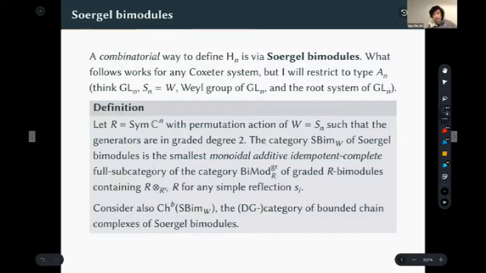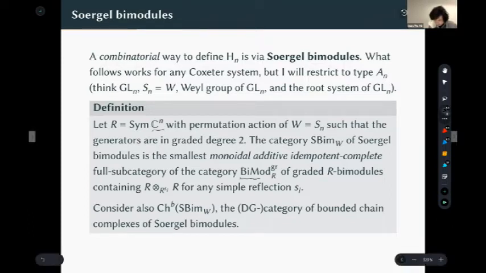So here's the definition of the category of Soergel bimodules. Let R be a graded ring that is generated by n variables. You should think of this C^n as the Cartan of GL_n, and it is equipped with the natural action of the Weyl group S_n by permuting the variables. And also this C^n will be placed in graded degree 2. So this is the graded polynomial algebra generated by n elements in graded degree 2. And then the category of Soergel bimodules. So what do we do? It looks a bit complicated, so let me go through it.